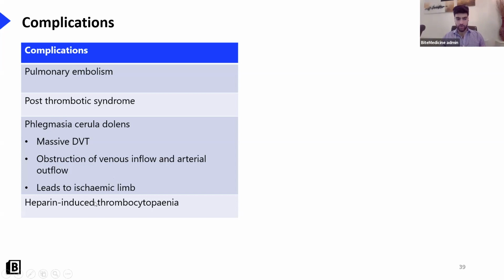And again, you can have heparin-induced or heparin-associated thrombocytopenia if you start the patient on a low molecular weight heparin.